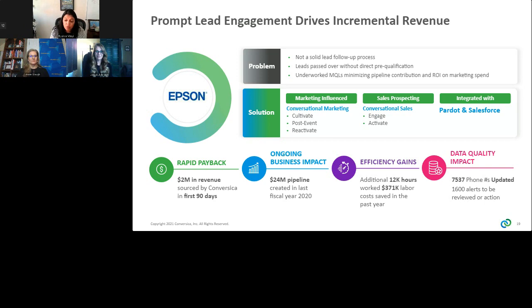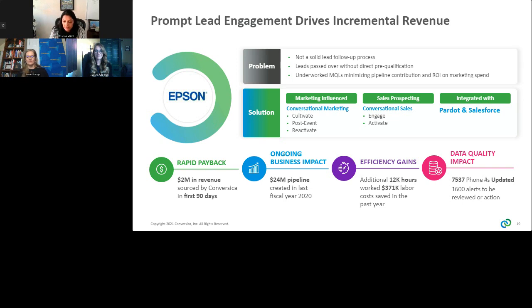$371,000 of labor costs. What a lot of organizations do here is they take those dollars and they reinvest them in other parts of the sales organization. And then you get the benefits of both worlds. You get that scale and productivity along with continuing to advance and grow those dollars in the other parts of your sales organization.